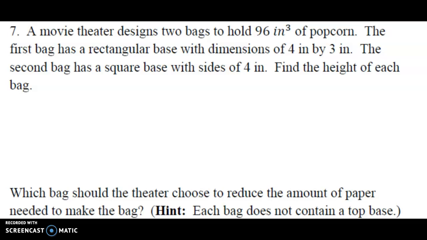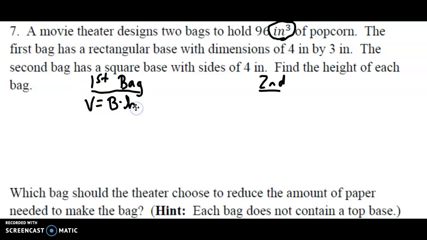Again, when you're doing word problems, the first thing you want to figure out is what you are trying to find, and there is no word in here, but we do have the unit inches cubed that indicates volume. So we're going to do 2 bags here. The first bag, and this is the second bag. And for both of them, we're going to be using volume. We're not finding volume, we're using it.